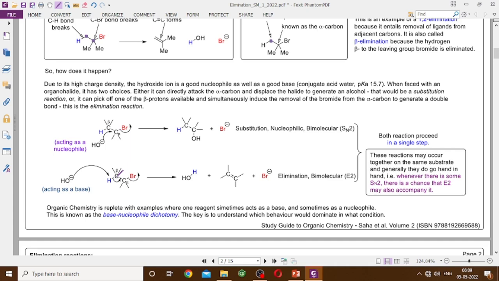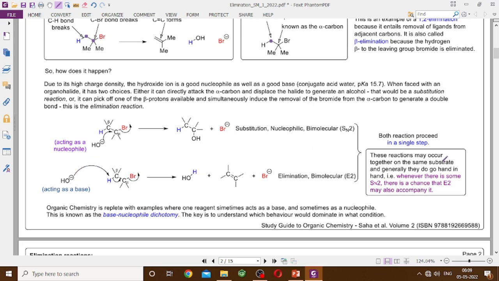with breakage of the carbon-hydrogen bond and simultaneous breaking of the C-Br bond, so that alpha and beta carbon মধ্যে একটা double bond তৈরি হতে পারে. And in that case, this is an elimination reaction which is also bimolecular, therefore we call it the E2. So either nucleophile হিসেবে কাজ করতে পারে অথবা it can act as a base.